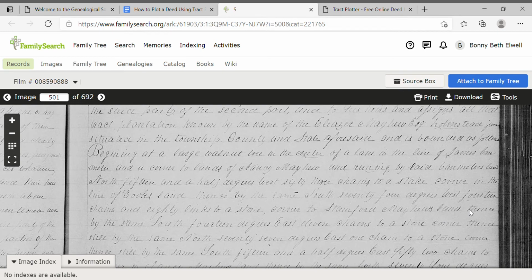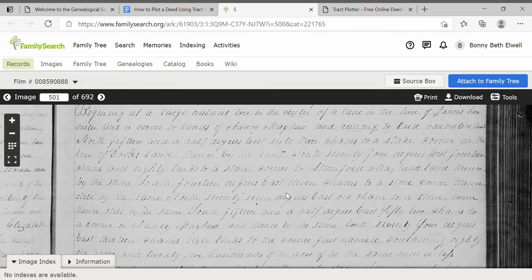Okay, then we have the word thence. That means we're at our third corner. Thence, by the same, okay, here we're still by Stanford Mayhew's land. South, there's our direction, 14 degrees, there's our degrees. East, there's our bearing, 11 chains, there's our distance. To a stone corner, there's our ending point.